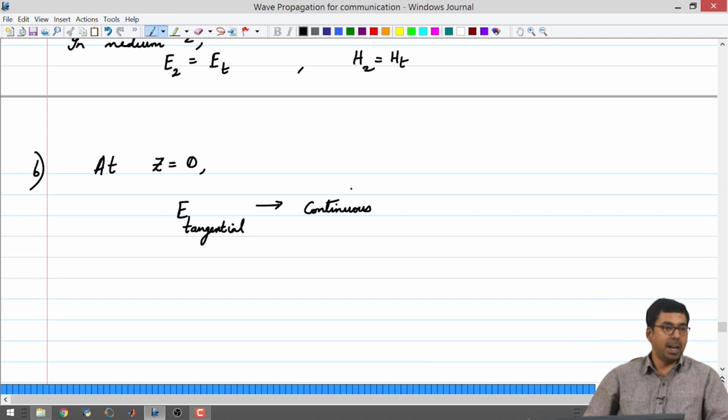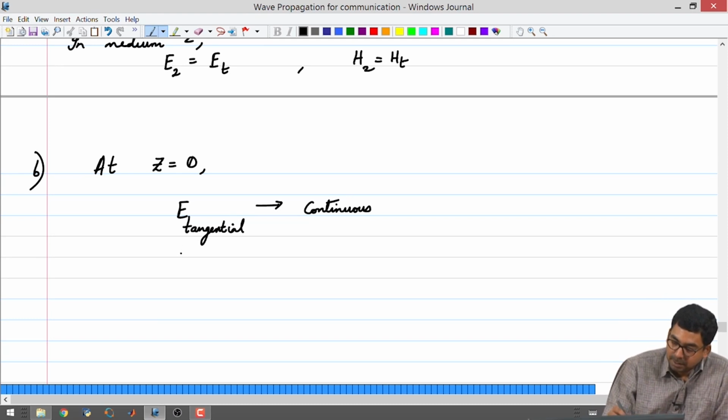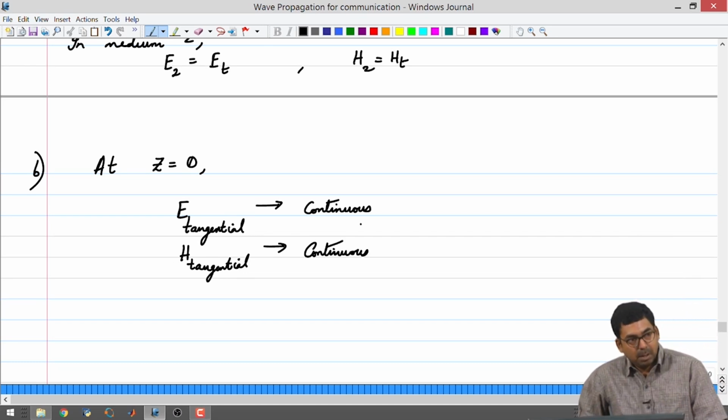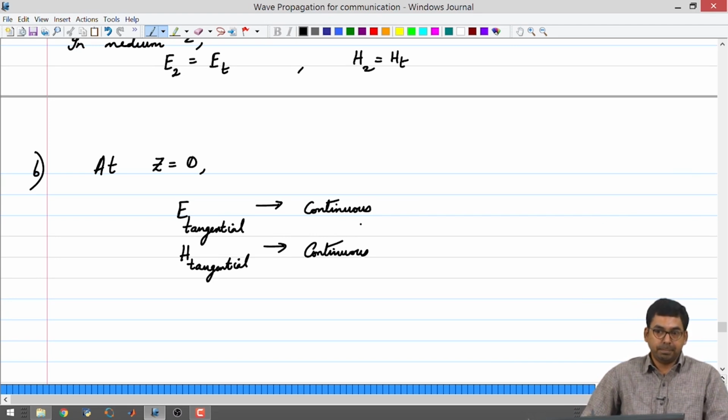Okay. This comes directly from Gauss's law. This is for a dielectric interface. I am writing H tangential continuous. Again, for a dielectric interface, both the fields are continuous, the tangential components are continuous.